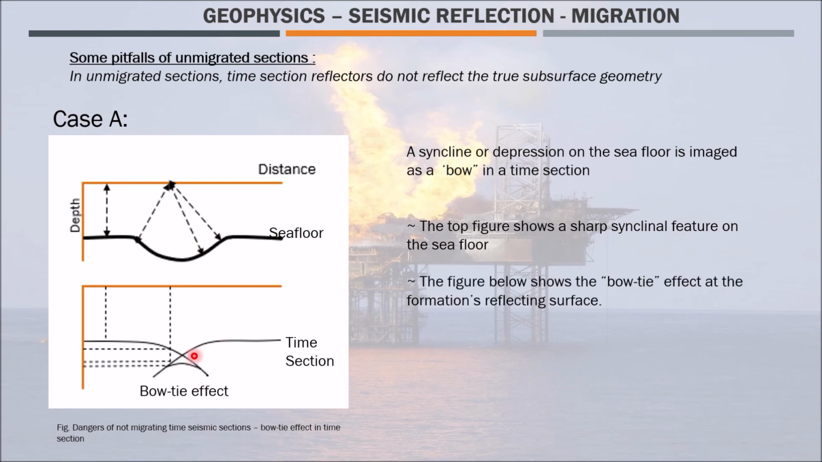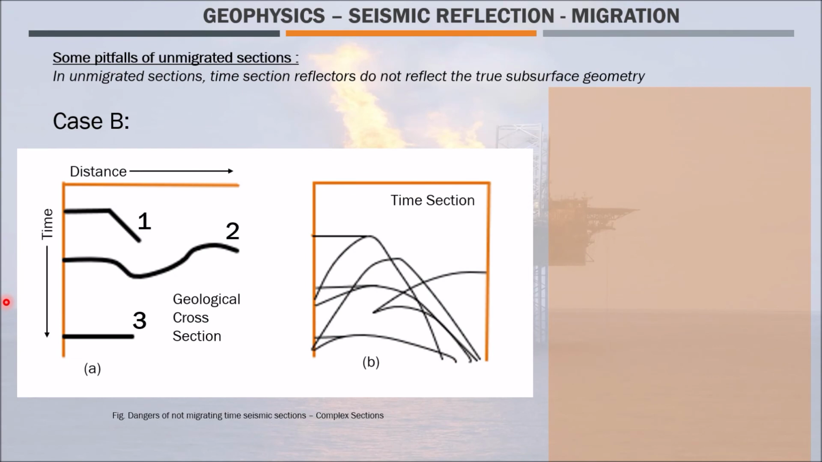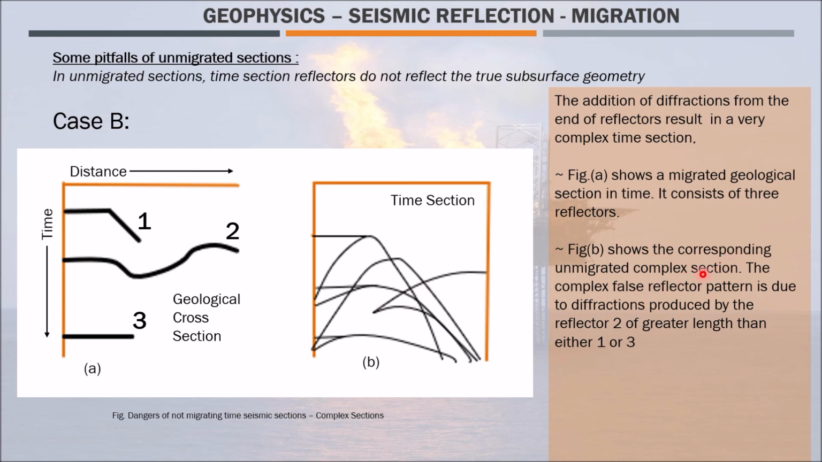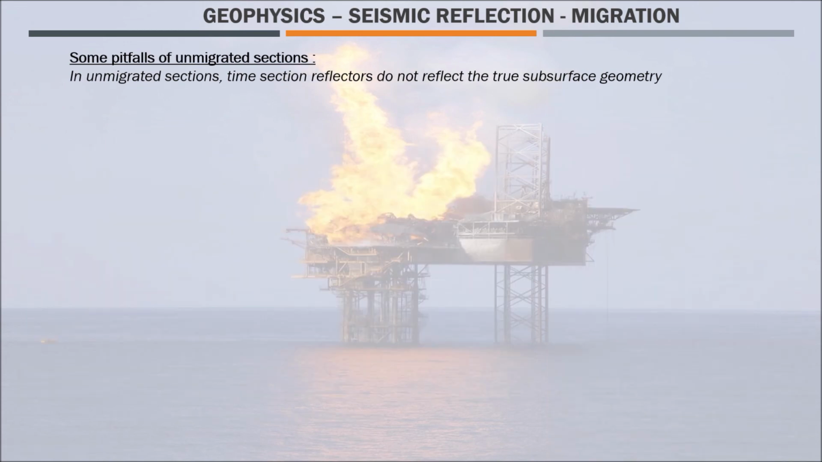The figure below shows the bow tie effect at the formation's reflecting surface. This is the second pitfall of migration. Now, the addition of diffractions from the ends of reflectors result in a very complex time section. Now, this figure shows a properly migrated geological section in time. It consists of 3 reflectors, reflector 1, reflector 2, and reflector 3. The figure B shows the corresponding unmigrated time section. This complex false reflector pattern is due to the diffractions produced by reflector 2, which is of greater length than either 1 or 3.